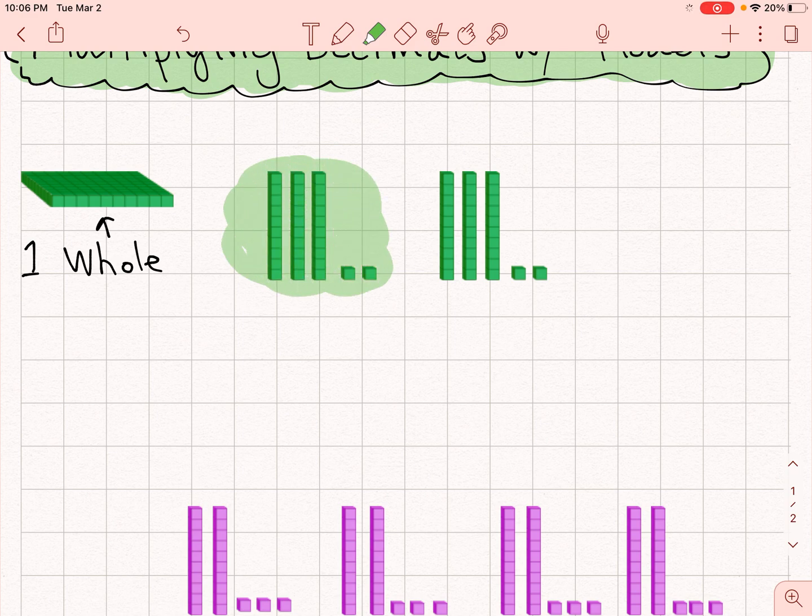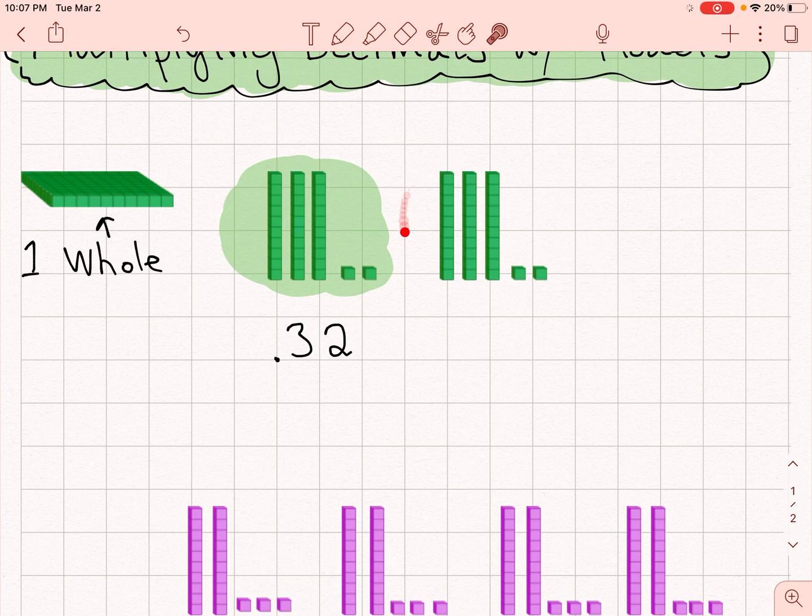First, let's count the hundredths. 1, 2. 2 hundredths. So I'm going to add my decimal here, and that would be 2. I'm actually going to move that up just a little bit. That would be 2 hundredths. How many tenths do you see here? That is 3 tenths. So we read a decimal number by the place value of the last number. So we'd read this as 32 hundredths.